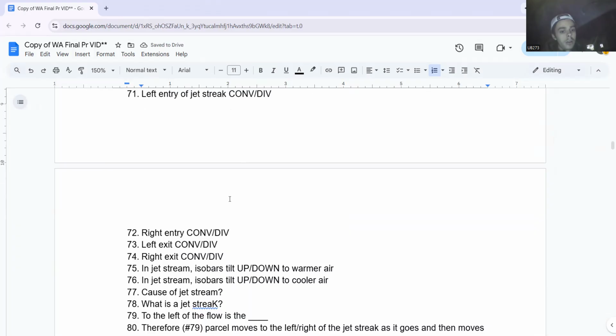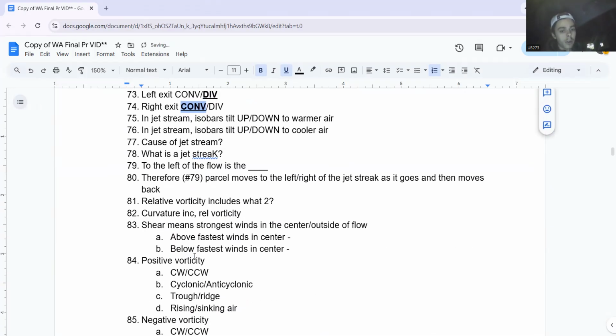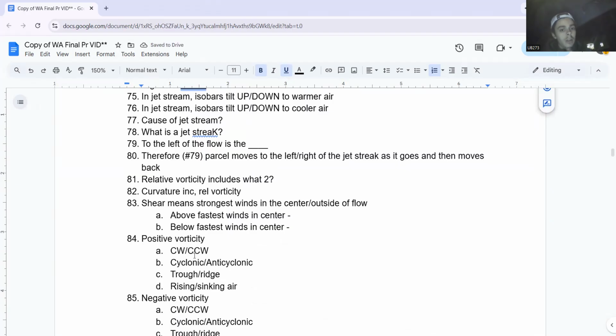All right, now these 4 right here are important. At the left entry of the jet streak, is there convergence or divergence? There's convergence. The right entry, divergence. The left exit, divergence. The right exit, convergence. Those are important to know. In a jet streak, do isobars tilt up or down to warmer air? They are going to tilt up to warmer air, and they're going to tilt down to cooler air.